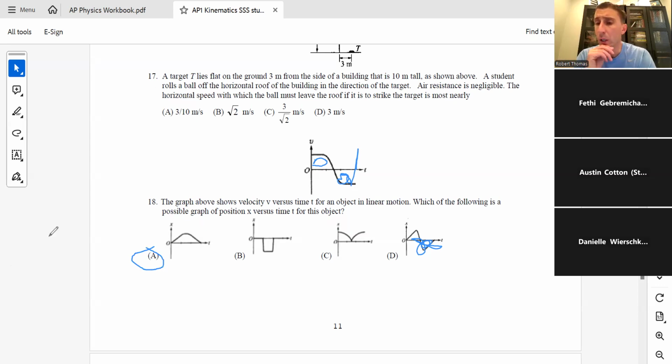Wait, why would it never be 0? Why did it never go negative? It never goes negative, right? Because think, displacement is the area. So when I get to this point here, I have positive area. Agree?